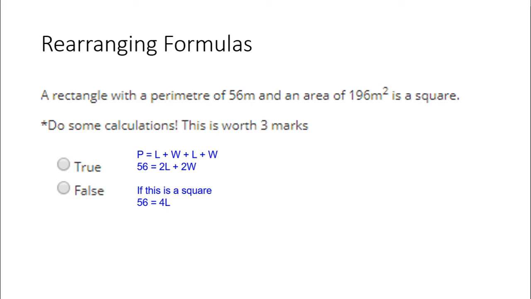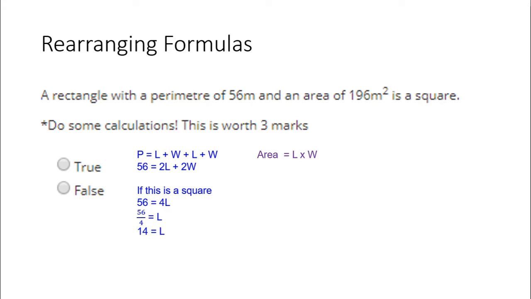Just rearranging this equation, the 4 is multiplying by the L. To get the L on its own, we divide by that 4. That would mean that the length would have to be 14 meters. Okay, that's possible, but let's see if that's the case if it's an area of 196.